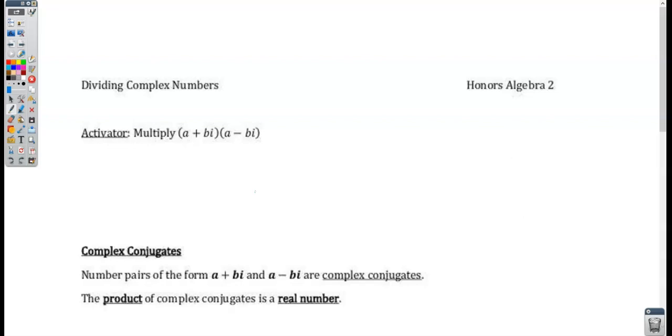All right, so looking at this activator problem, we want to multiply these out. We've got two binomials. We're going to go ahead and FOIL these out. So we've got a times a gives us a squared, and a times a minus bi gives us a minus abi, and plus bi times a gives us a plus abi, and then plus bi times minus bi gives us minus b squared i squared. Now, these central terms, the minus abi and the plus abi, cancel each other out.